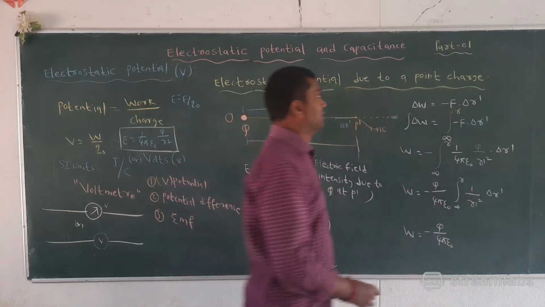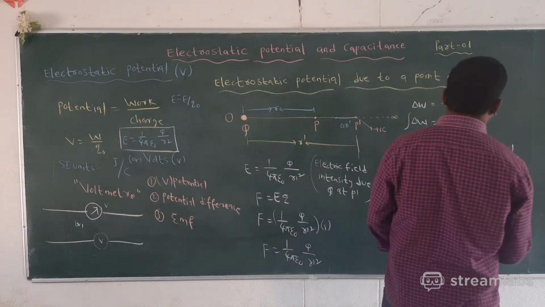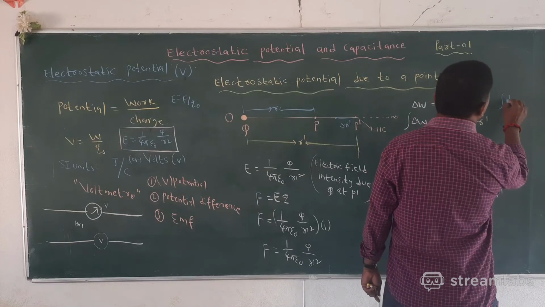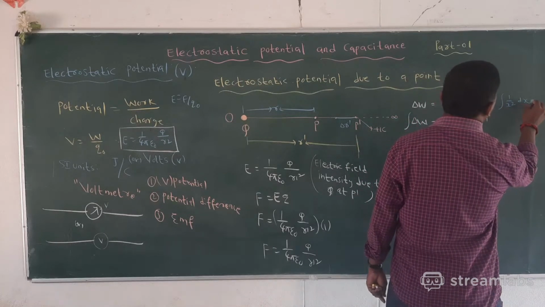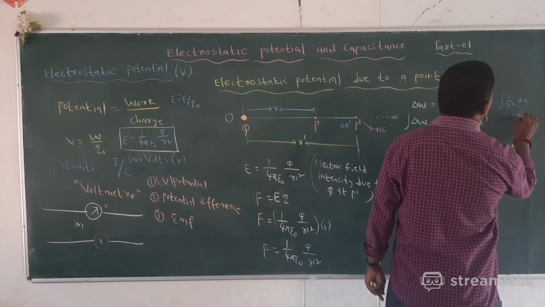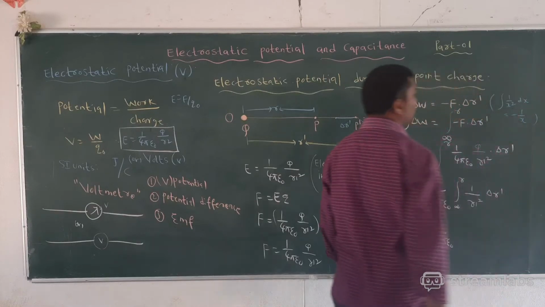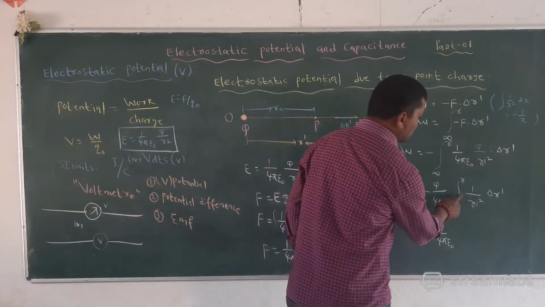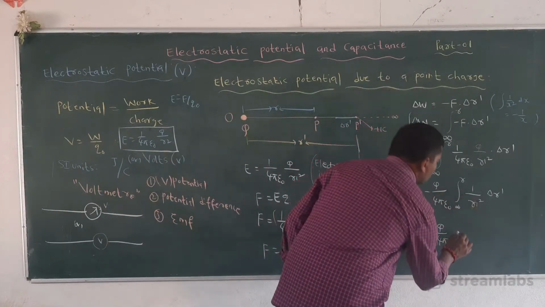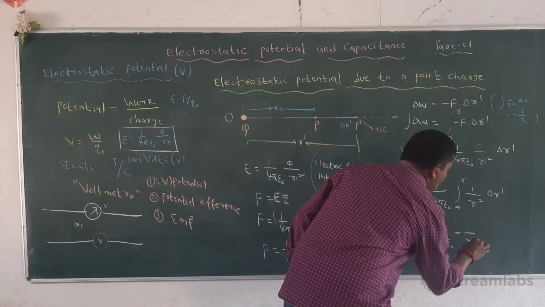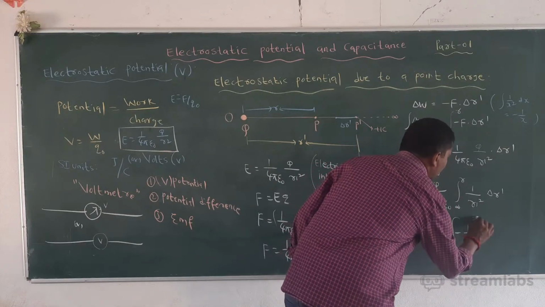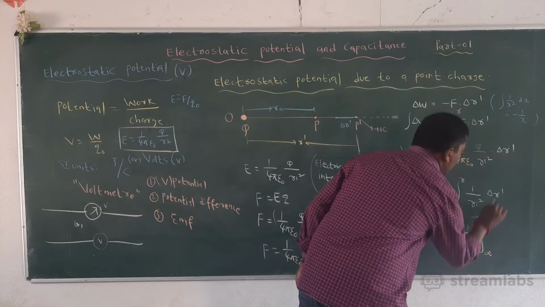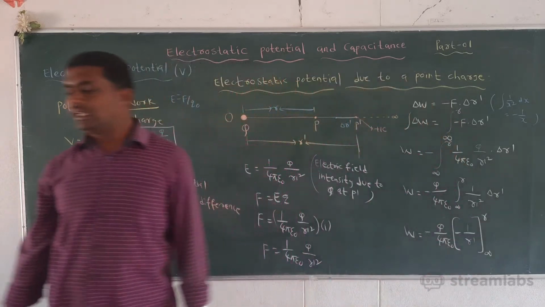What I am saying here, I can write the formula: integration of 1 by x square with respect to dx is equal to minus 1 by x. So we can take the integrals. I can write the integration of 1 by r dash square as minus 1 by r dash. The limits are from infinity to r. So there is an integration.